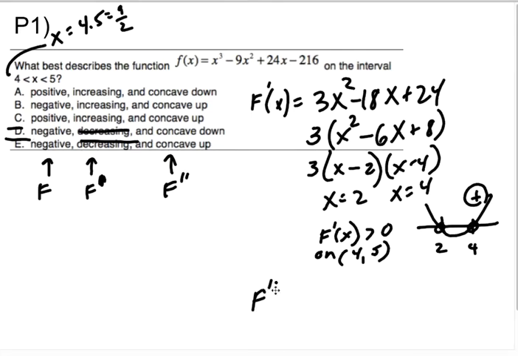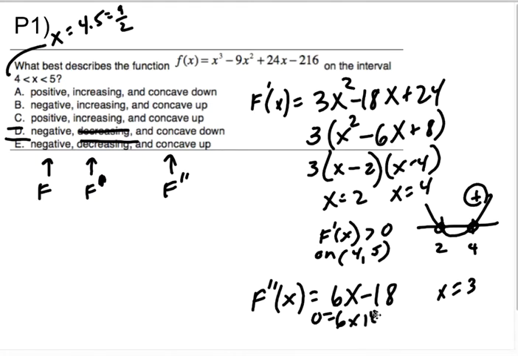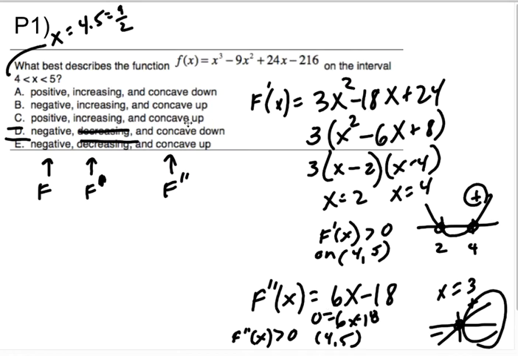My f double prime, which I probably should have done first because it was the easiest, it's going to have a 0 at x equals 3, right? If you set it equal to 0 and solve, you'll see that it has a 0 at x equals 3. Because it's a line with a positive slope, it looks like this, meaning it's negative before the 0, positive after. So on the window from 4 to 5, f double prime of x is greater than 0. So if f double prime is greater than 0, you can cross out the concave downs, right? So that takes out another answer, right?